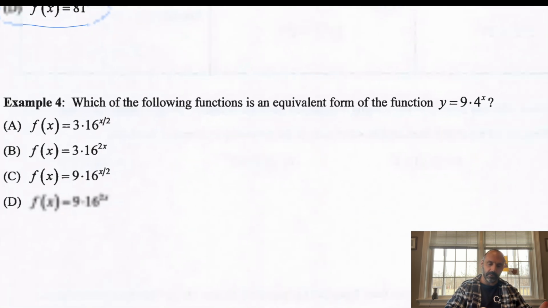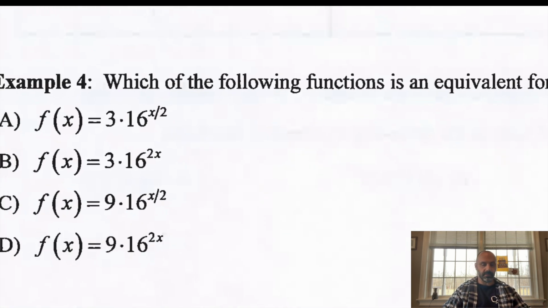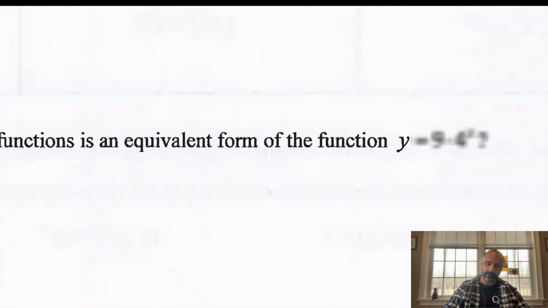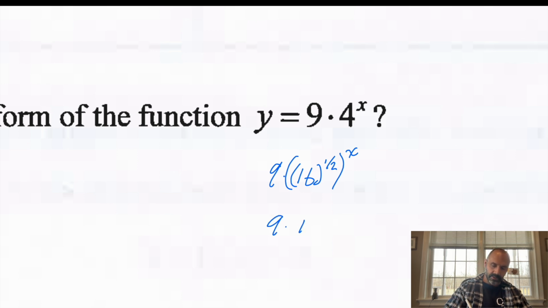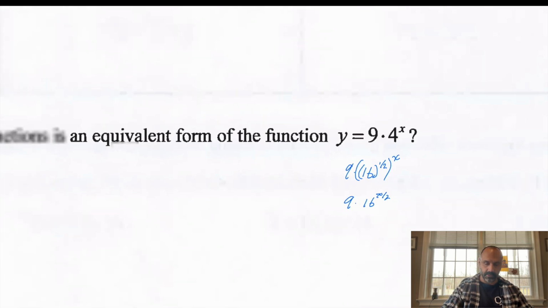But when we look at our options for the multiple choice, we see that we have a base of 16. Well, how would we get a base of 16 from the 4? Well, 4 is the square root of 16. So watch what happens. This is 9 times 16 to the 1/2 power to the x power. So this is 9 times 16 to the x over 2. Okay, so this is one of the reasons why I like fractional exponents better than the square root symbol, because it makes envisioning all of this arithmetic so much easier. And so the answer turns out to be C.